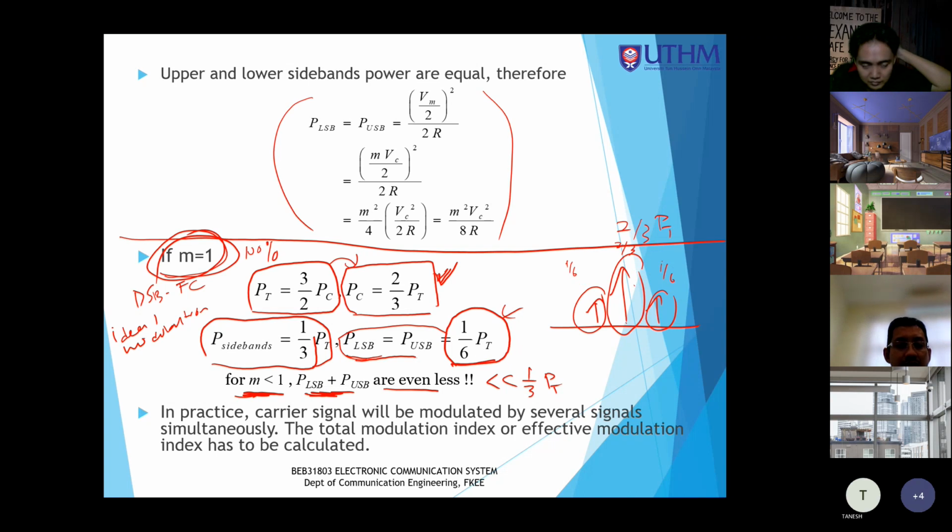Okay, so in practice, carrier signal will be modulated by several signals simultaneously. The total modulation index or effective modulation index has to be calculated.